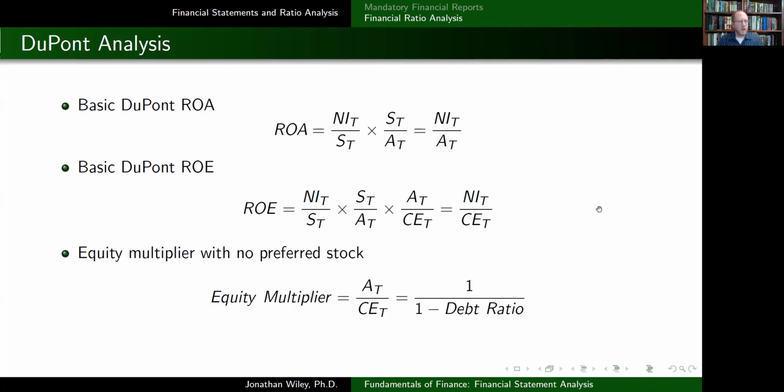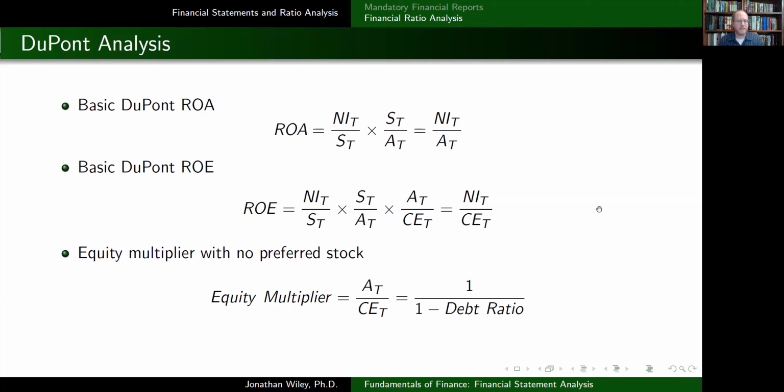Okay, in this video, I'm going to talk about DuPont analysis. So the basic idea behind the DuPont analysis is to break down return on assets and return on equity into component pieces to better understand what's driving the changes in the ratios. So let's take a look at return on assets.